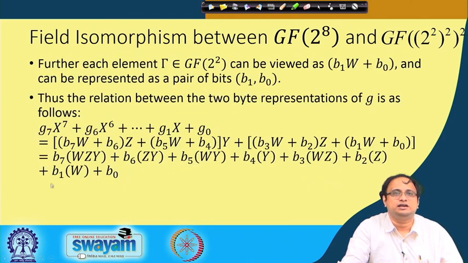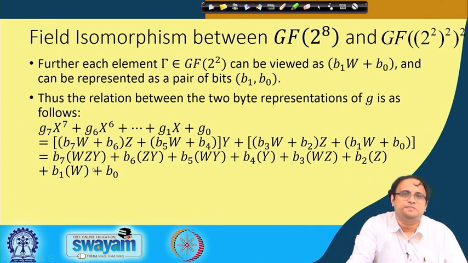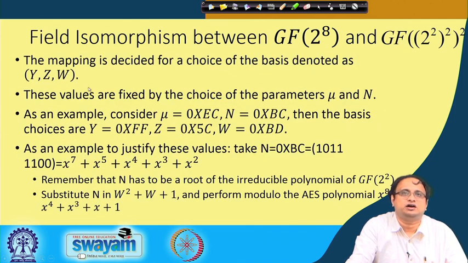What I mean is that if you want to convert G7 and get the corresponding mappings, then you need to know these values. You need to know the values of w, z, y, and so on. So, how do you get these values? As I said, the mapping is decided for a choice of the basis, which is denoted as y, z, w.